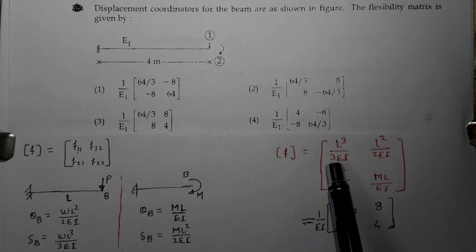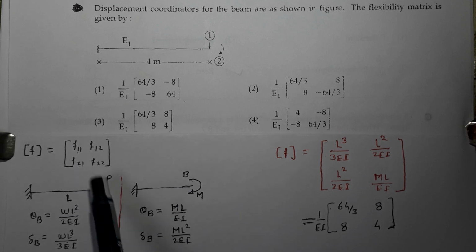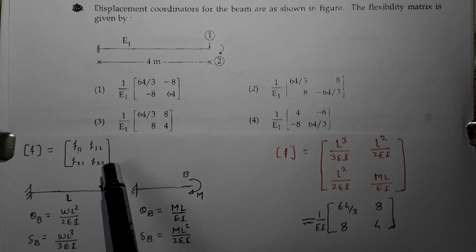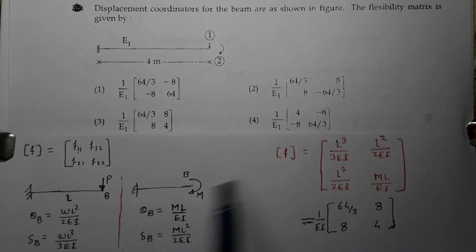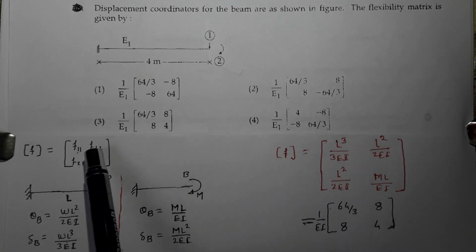Now let us develop the matrix. F11 means the action is at 1. So action is along this direction. Action at 1 and displacement at 1. So action at 1, what is the displacement at 1? Displacement at 1 means the vertical deflection at this coordinate, which is WL cube divided by 3EI. But W is 1 and that is why it will be L cube divided by 3EI. This is F11. Now let us write F12.